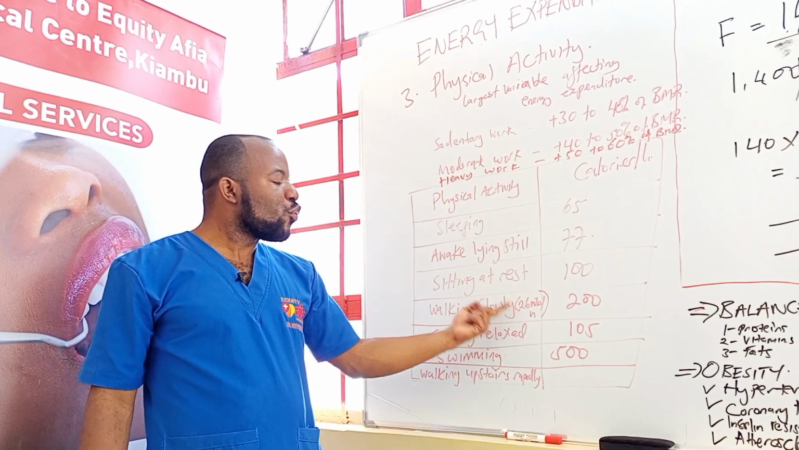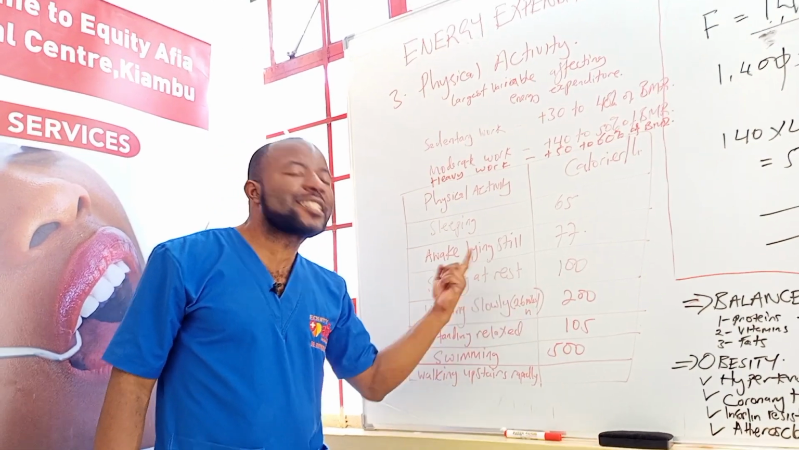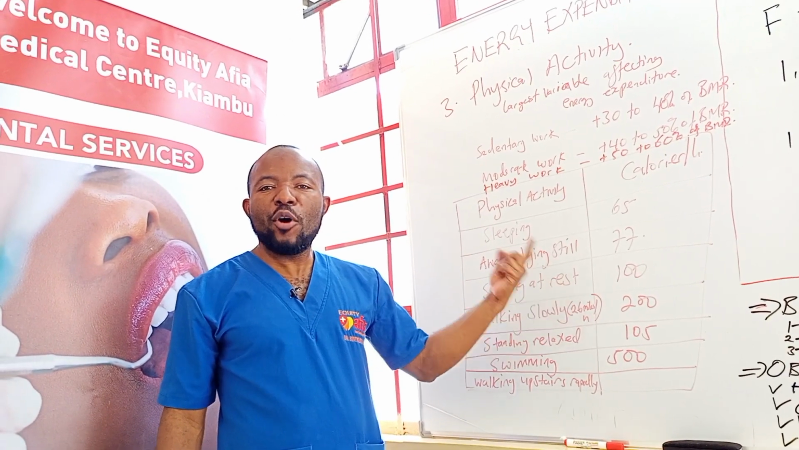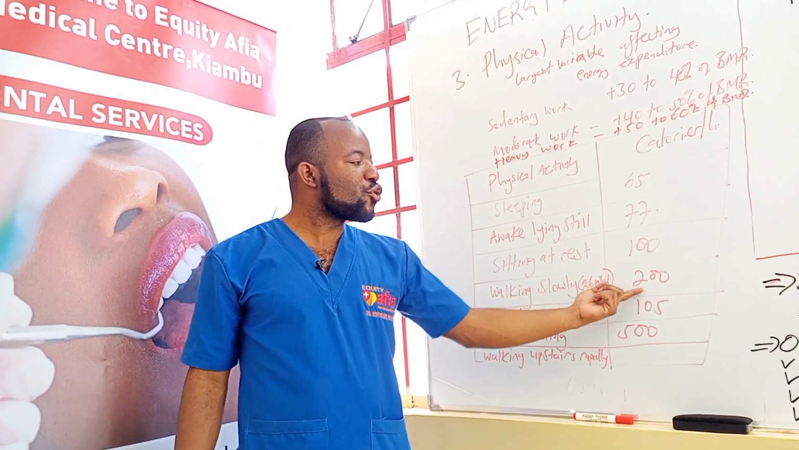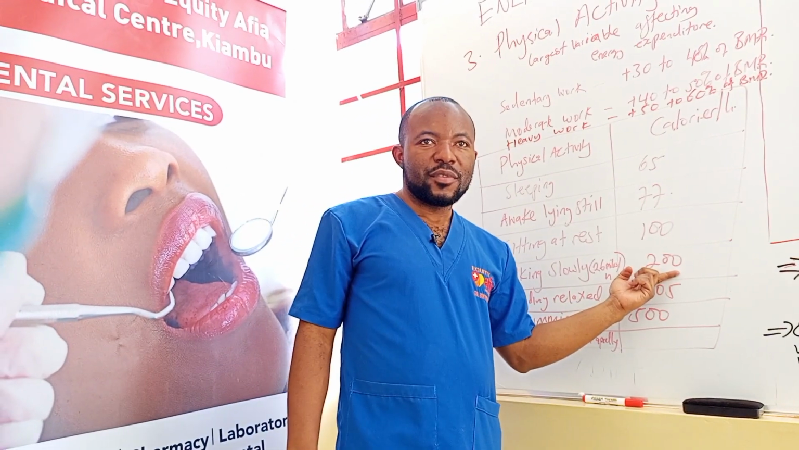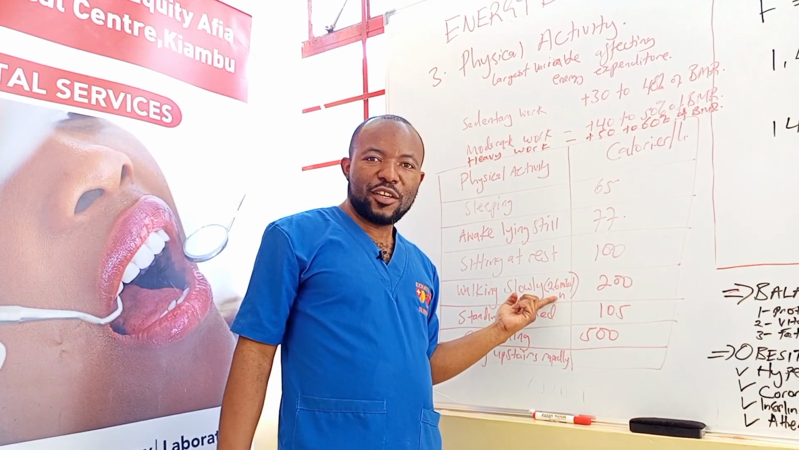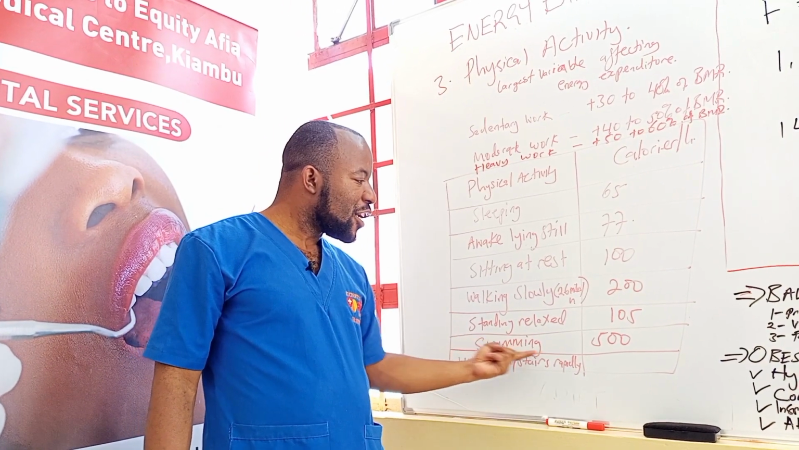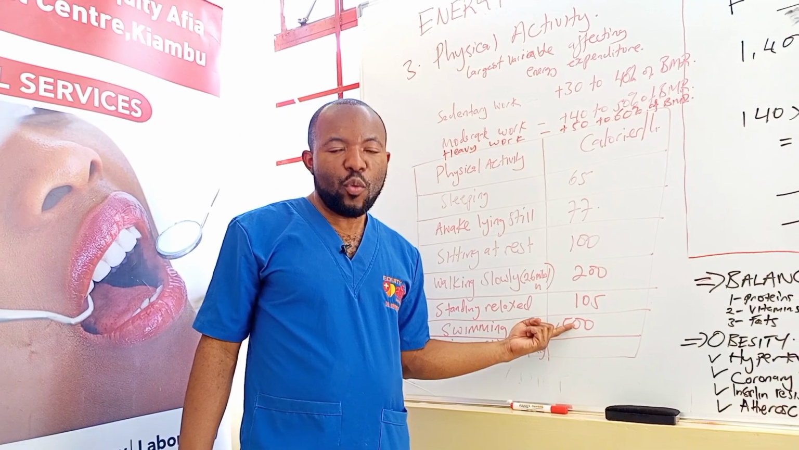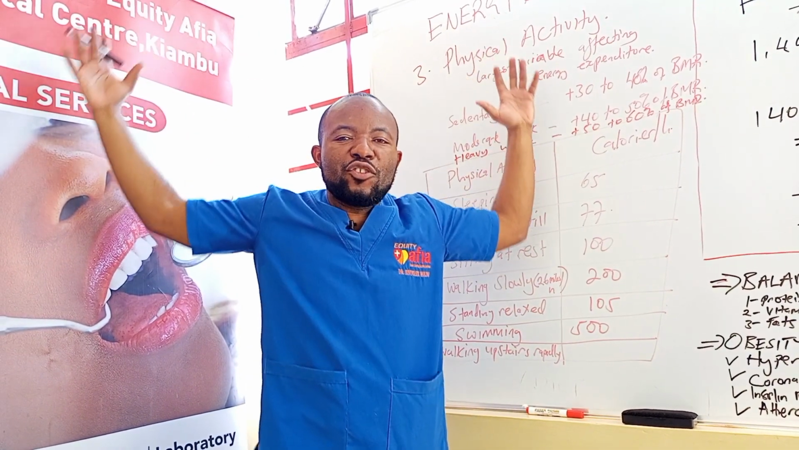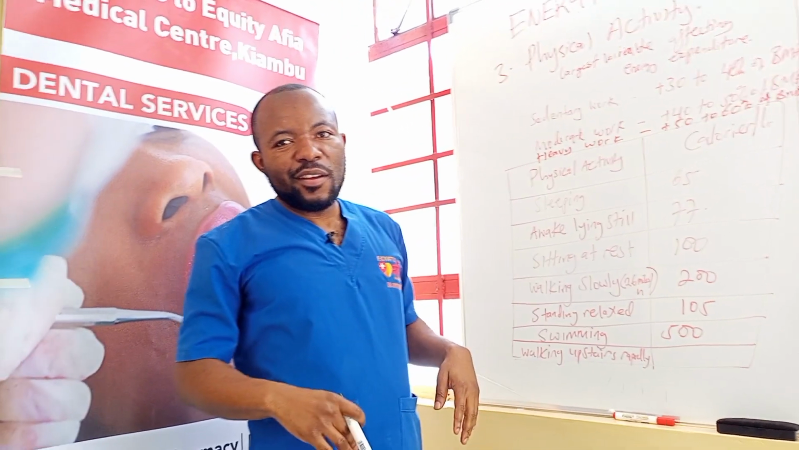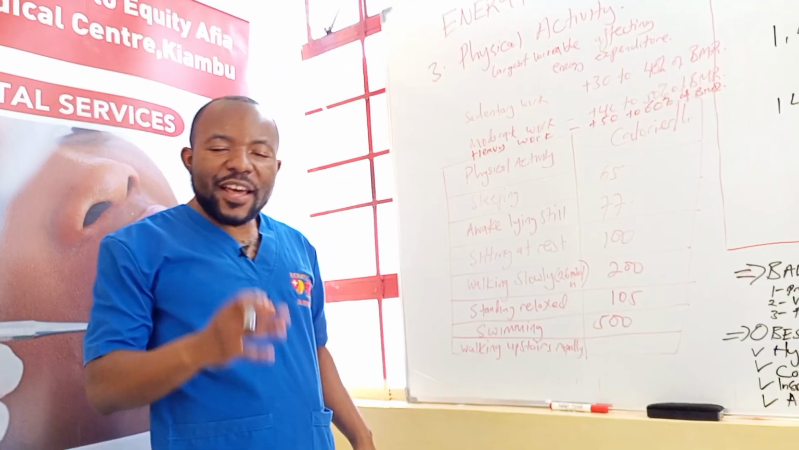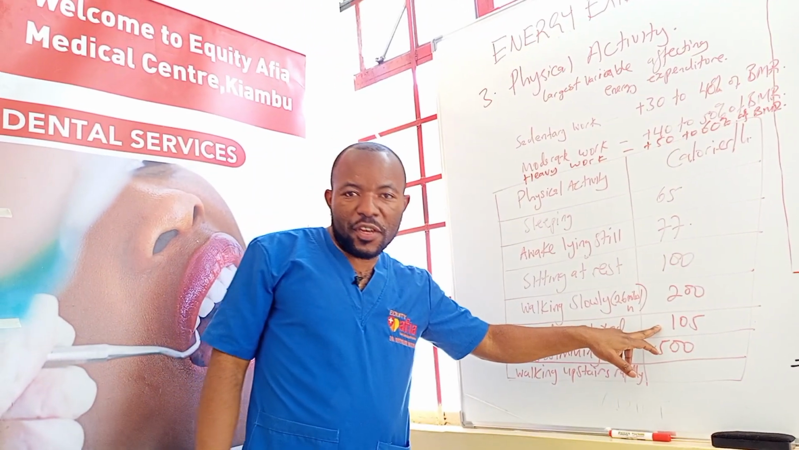Walking, you will need to walk 2.6 miles. 2.6. These are not kilometers. These are miles. A mile is more than a kilometer. 2.6 miles to lose 200. You need to walk a lot to lose little. When you swim for 1 hour, you are losing 500. Why? Because swimming uses all the parts of the body. So every part of the body is taking in energy. So you rather swim than walk in the evening.